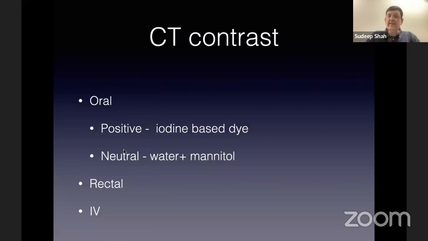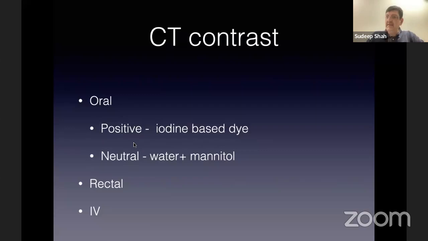Neutral contrast is excellent when you're looking for a small bleeder or you're looking for mucosal enhancement, because positive contrast may actually blur this boundary. So if there was a bleeder within the wall of the bowel, if you're doing a CT angiography for a GI bleed or a pseudoaneurysm, you may not appreciate it because of the positive contrast. And neutral contrast will take away these disadvantages.